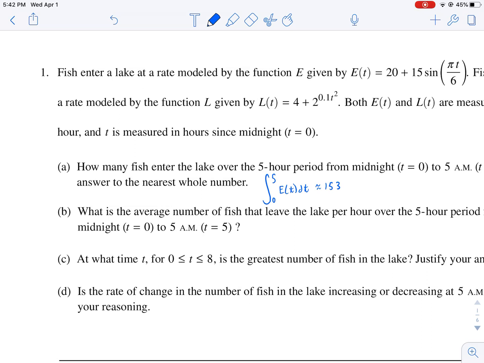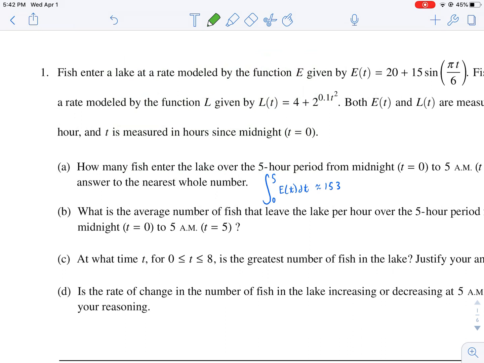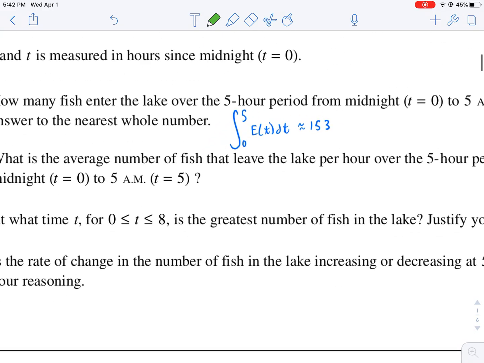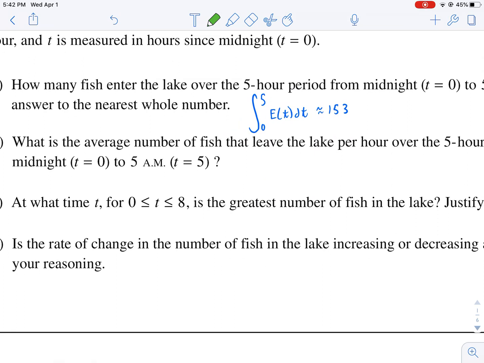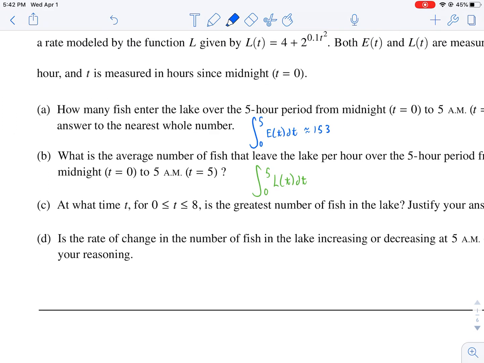Okay, average number of fish that leave the lake over the 5-hour period. So this is average value of a function. So we know the rate that the fish leave is L of t, so we do the integral from 0 to 5 of L of t dt, and that will tell us how many fish left, but we want the average number of fish that leave the lake per hour. So we're finding the average of the rate that the fish are leaving.